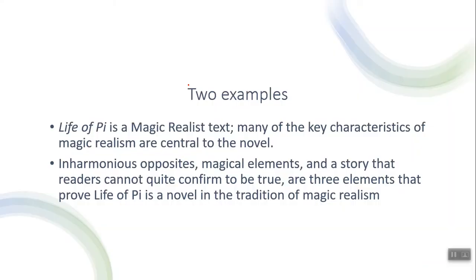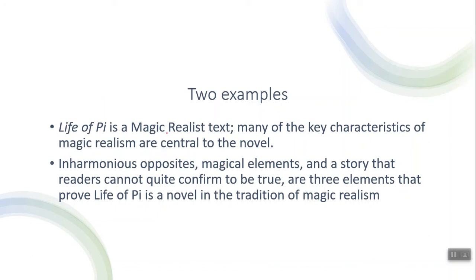Okay, so here are two examples. Life of Pi is a magic realist text. Many of the key characteristics of magic realism are central to the novel. So that would be fine, right? And then the person using this thesis would also have the three points that would be what the body would become.